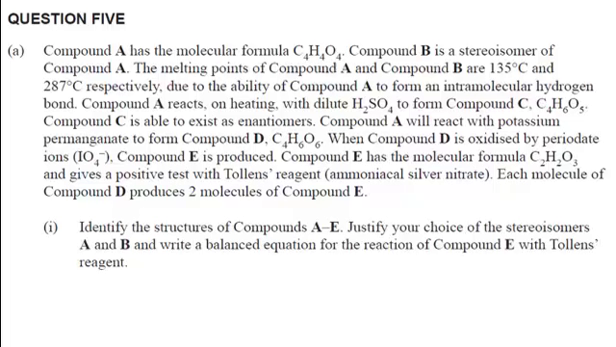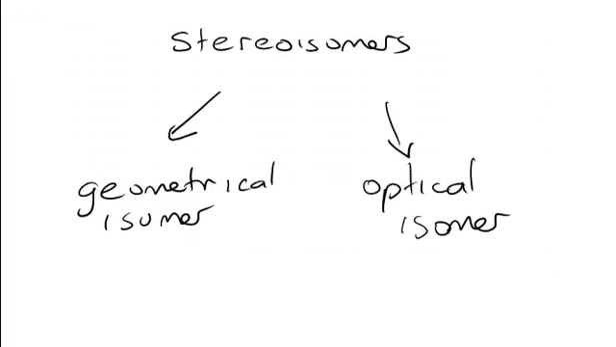Okay, in question 5, we're again in the typical organic way, given a formula, C4H4O4. We're told that compound B is a stereoisomer of compound A.